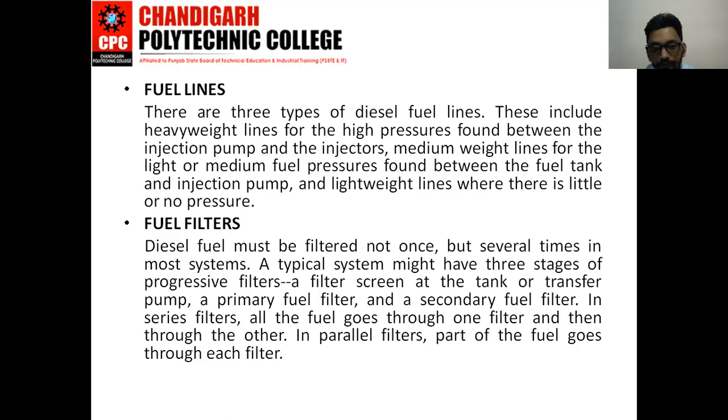Fuel filter. Diesel fuel must be filtered not once, but several times in most systems. A typical system might have three stages of progressive filter: a filter screen at the tank or transfer pump, a primary fuel filter, and a secondary fuel filter. In series filters, all the fuel goes through one filter and then through the others. But in parallel filters, part of the fuel goes through each filter.